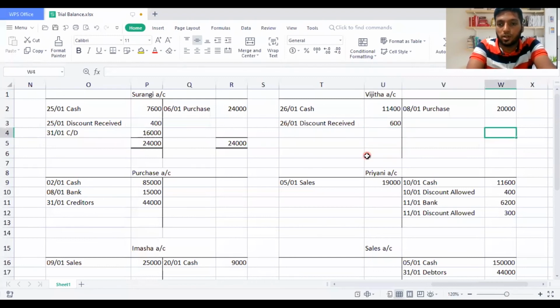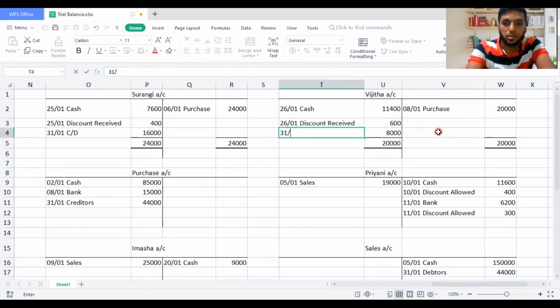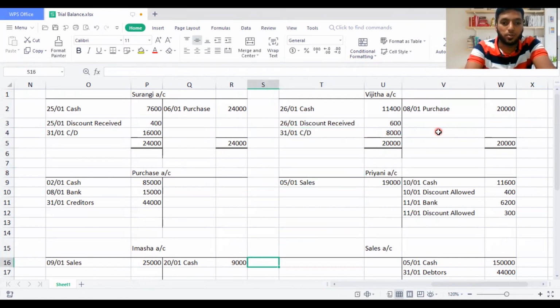So 20,000. Same way, guys. This is a similar way of doing, so it will not take much time. Then I'll record 20,000 both sides, right? Then I get 11,400 plus 600 is 12,000. So we have a balance of 8,000 on the carried down side. So 31st first, we have a carried down balance of 8,000. Then we move on to the purchase account.